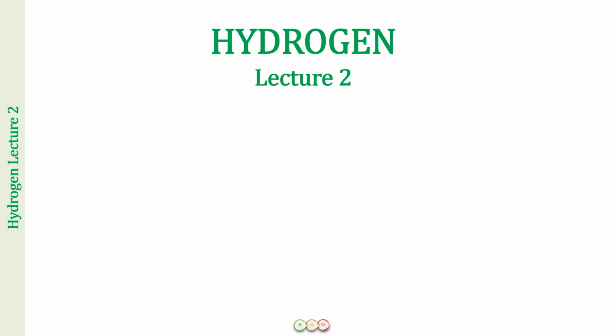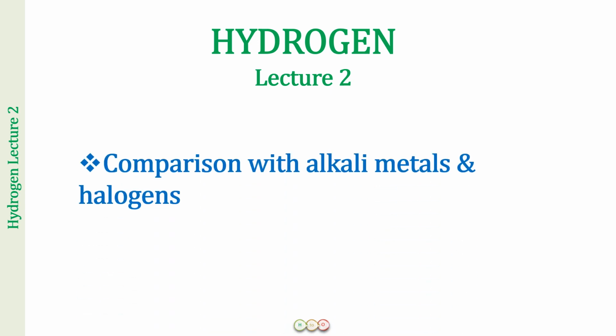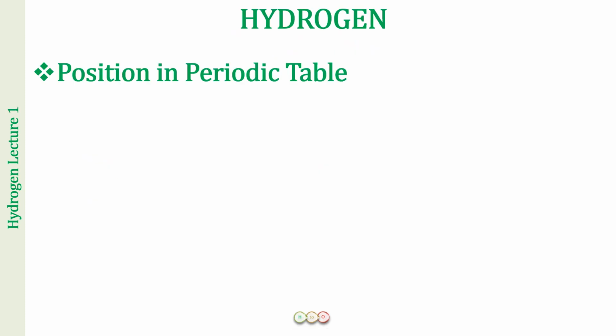In the previous lecture, while we were talking about the position of hydrogen in the periodic table, we discussed that hydrogen's electronic configuration is quite similar to both alkali metals as well as halogens. So in this lecture, we would be continuing our discussion further and see how hydrogen is similar yet different from both alkali metals as well as halogens. So we will be taking a comparison of hydrogen with the alkali metals and halogens in this lecture.